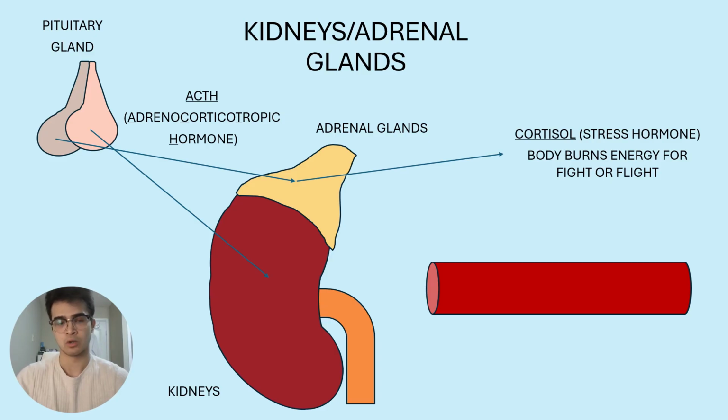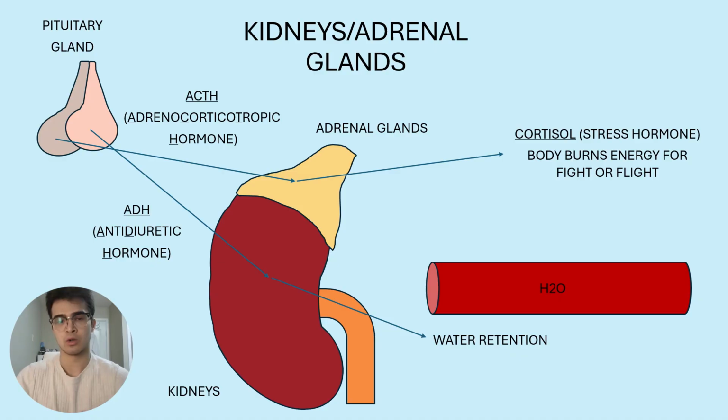Cortisol is a stress hormone which mobilizes sugars, fats, and proteins and uses it for energy for your muscles to use in a flight or fight scenario. The second pathway is ADH, or antidiuretic hormone. What this does in the nephron is it keeps water in the body. So instead of it going to your urine, it goes back into your bloodstream.